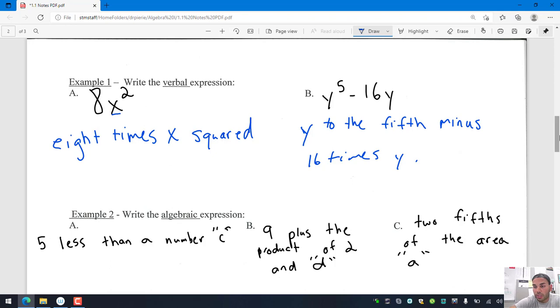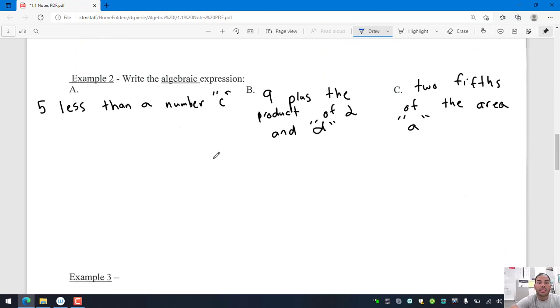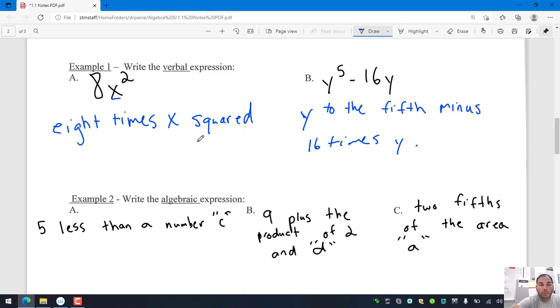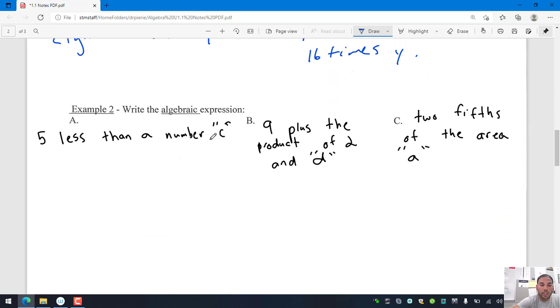Okay, for the next set of questions, we'll do the exact opposite. This time I'm giving you the expression in words, and I want you to write the algebraic expression. Basically, we're going in reverse of what we did up here. So it says write the algebraic expression. What I see here is 5 less than a number c. A little bit tricky here, but let's make sure we reason through it. 5 less than a number c. I want to get a number that is 5 less than this number c.